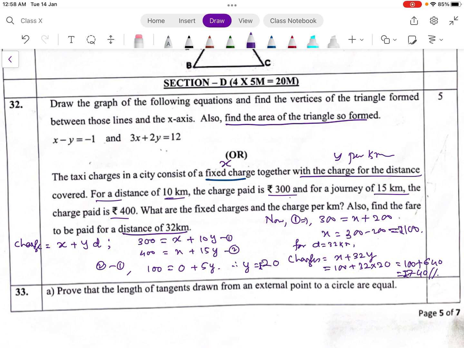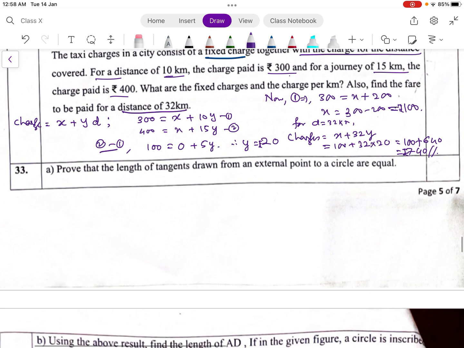For identifying the variables and writing the expressions, you will have 1 mark, and after that for whatever operation you do, and then finding the values of x and y, and then finally the answer. Like this the distribution of 5 marks will be there for that particular question. So it was a very simple question.